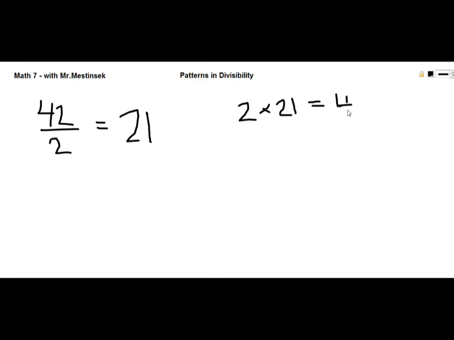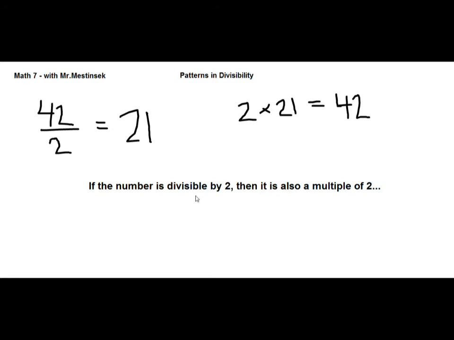Let's go back to our original problem where we went 42 divided by 2. Well, we all agreed, we showed that with a couple of different groups, that the product there would be 21. So 42 divided by 2 equals 21. And we also agreed that 2 times 21 equals 42. Easy enough.